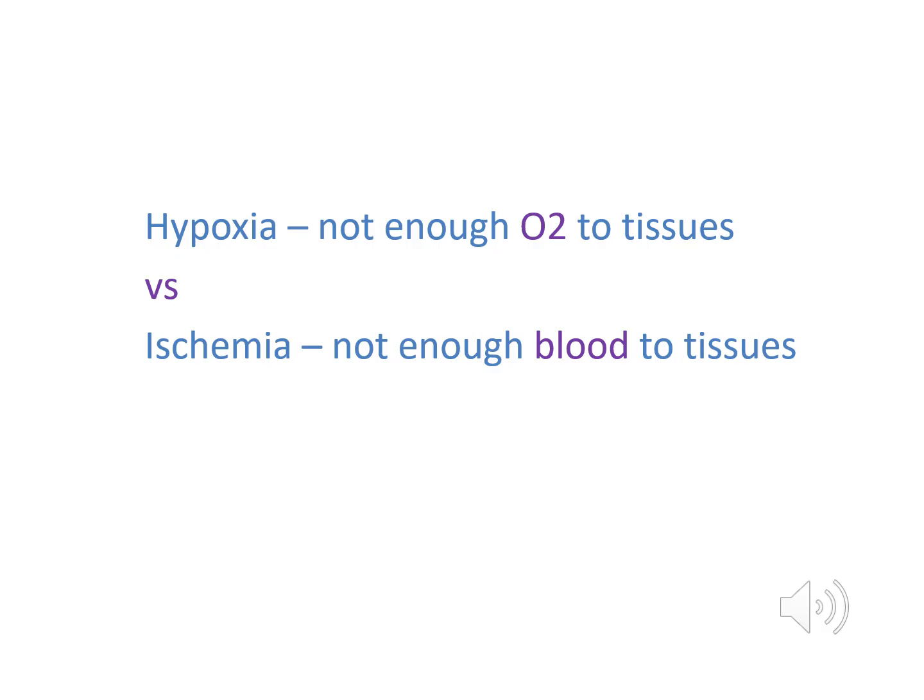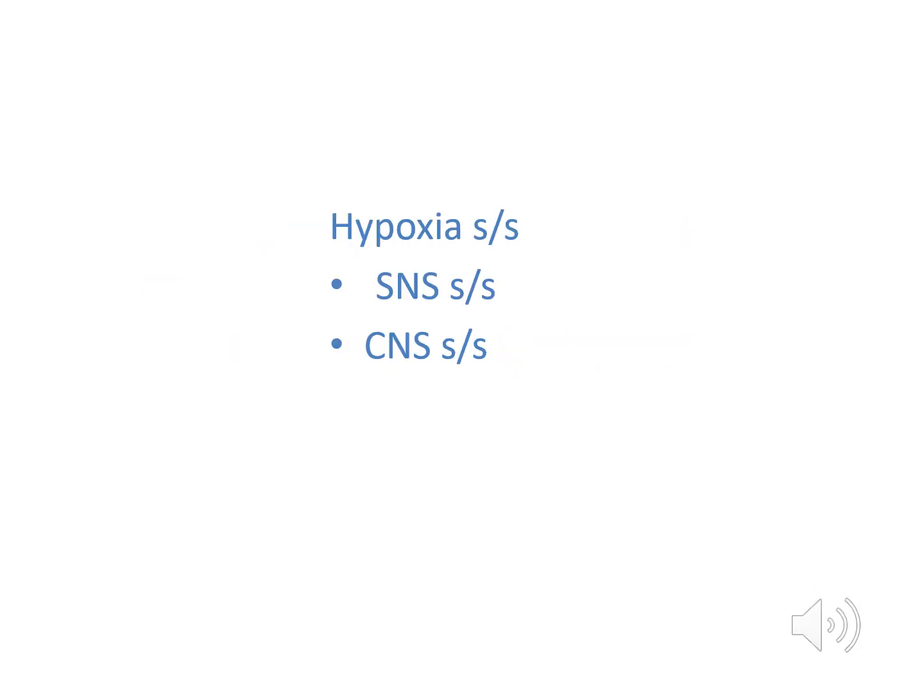Also, with ischemia, if you're not getting enough blood to the tissues, you're also not getting enough glucose to the tissues, and you're going to have trouble getting rid of the waste. So it's not just an oxygen problem with ischemia, it's also glucose and waste products that are issues. With hypoxia, we're just really worried about the oxygen. Does that make sense?